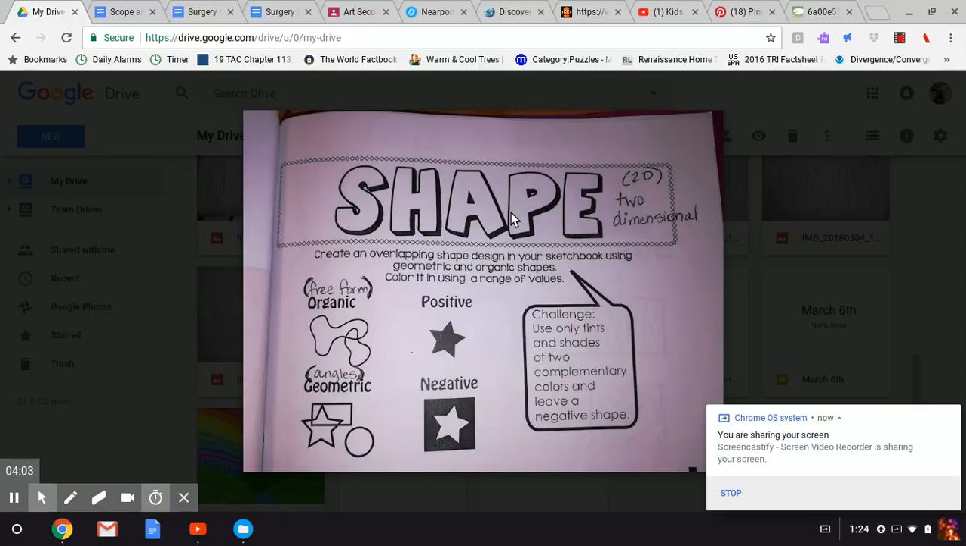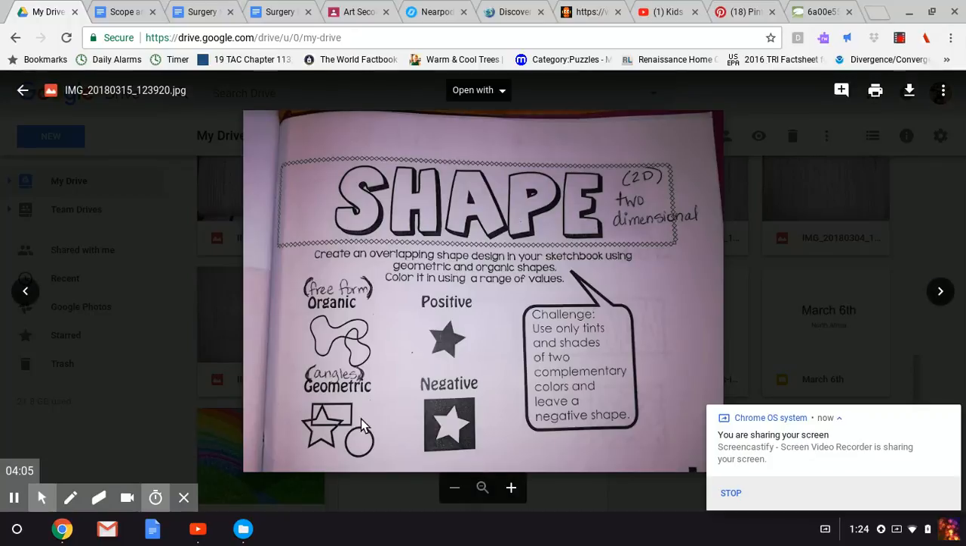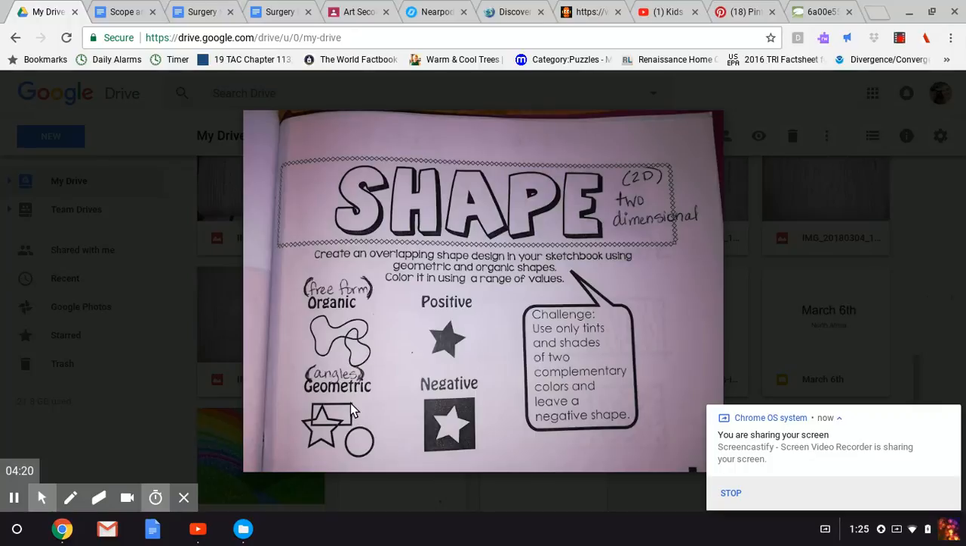That's really all I have to say about shape. It's right here. Know the difference between organic and geometric and know that shape is two-dimensional. Okay, and it's just the connection of a line from one place to another. That's what a shape is. It's a line that you start and you stop, that connects one end to the other. That's all a shape is.